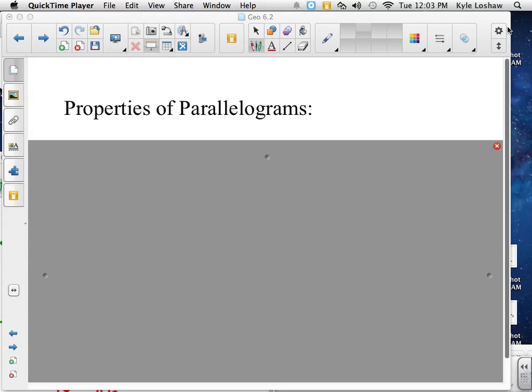All right, today's lesson, properties of parallelograms. First shape we're looking at with the quadrilaterals. Quadrilaterals. You really roll that R. What makes a parallelogram? Oh, good question.